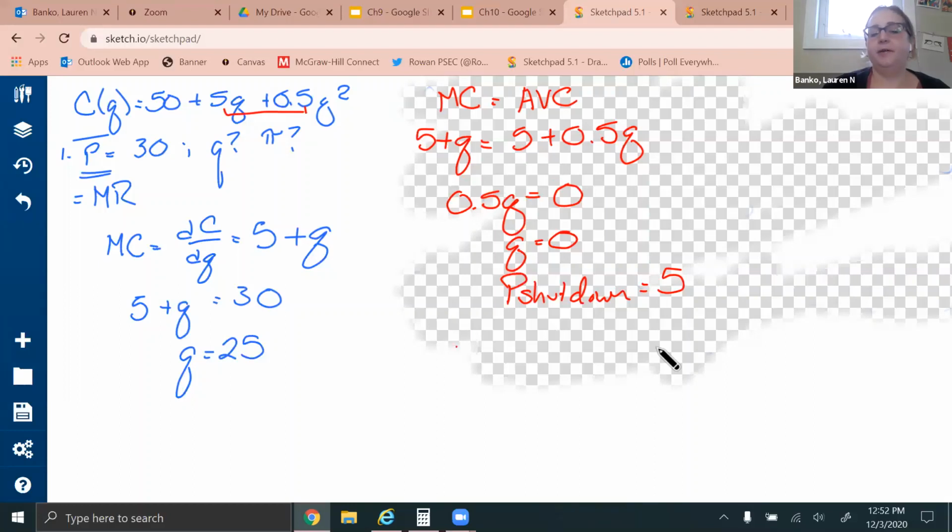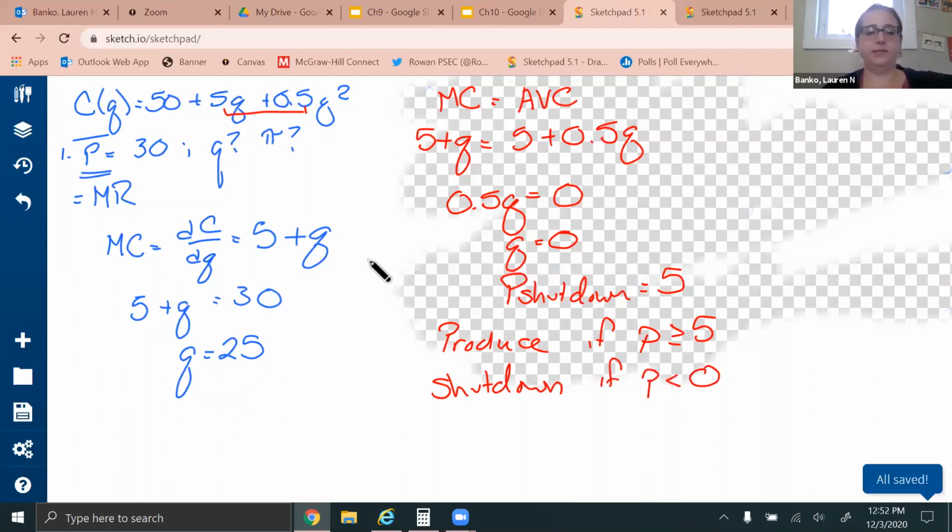And in particular, we're going to produce whenever the price is greater than or equal to $5, the shutdown price. And we're going to shut down whenever the price is less than that. Or less than 5, sorry.